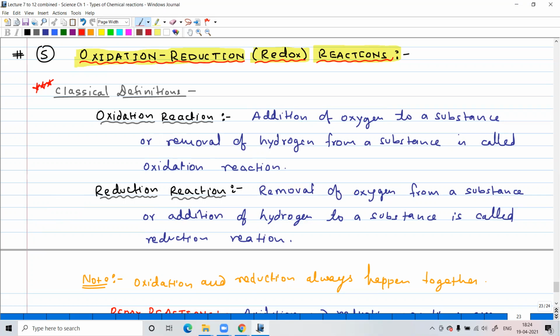So the same way both is not happening, sir. Like in some cases, it will always happen together. I'll show you in the example. Oxidation and reduction, they always happen together.